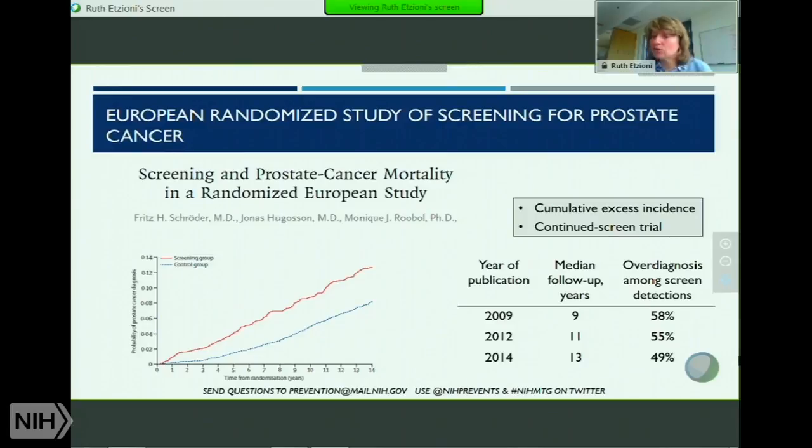And what's interesting about this trial is that there were 2 prostate cancer screening trials. This trial had a significant benefit of screening in contrast to the U.S. trial that did not show a significant benefit. But the enthusiasm for the results of this trial was tempered by the high frequency of overdiagnosis.